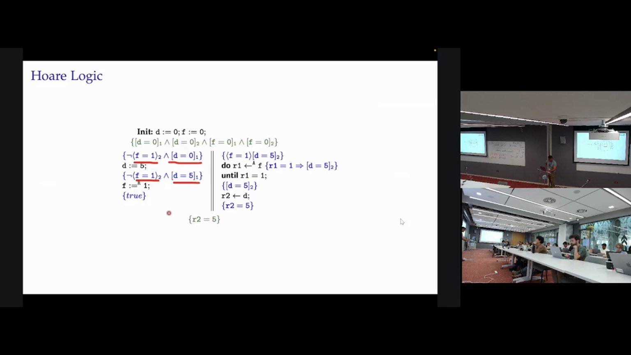Just as we had before, after that, we kind of don't care what the state is, so we just write down the weakest possible condition there.